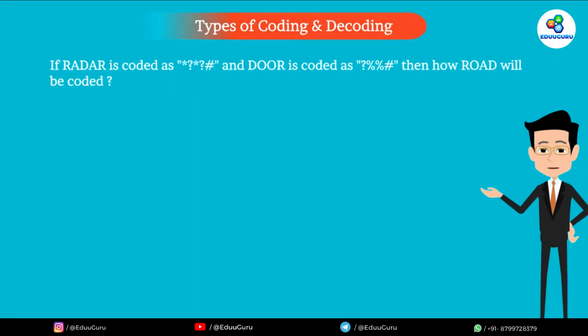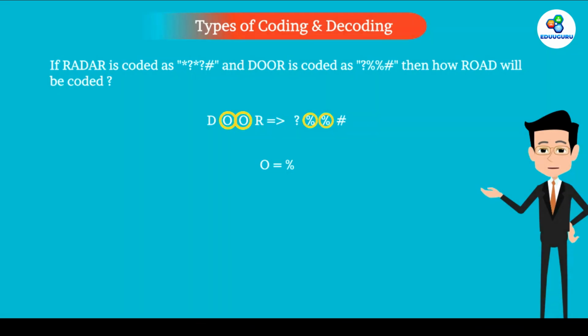Now let's take the next word. Door is coded as question mark, percentage, percentage, hash. There are 2 O's and 2 percentages. So O is equal to percentage. D is already decoded as hash. So the remaining alphabet is R and its symbol is question mark. Therefore, R is equal to question mark. As R equals question mark, from radar we can easily conclude that A is equal to star. Therefore, the code for the word road is question mark, percentage, star, hash.